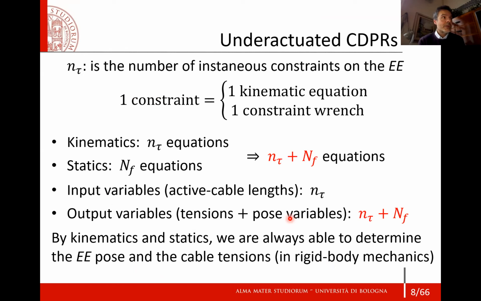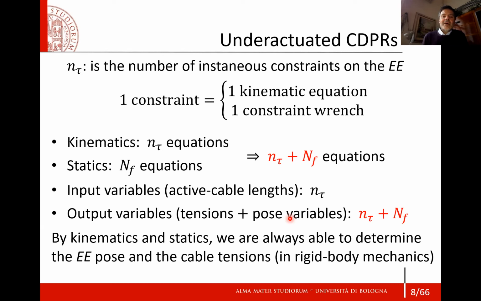How many mechanical equilibrium equations can we write generally in space? 6. So the overall number of equations that we have will always be, at least in rigid body mechanics, which is what I'm focused on today, N-tow plus the number of freedoms. Let's say N-tow plus 6. How many input variables do we have? Clearly, one for each active cable, overall number N-tow. And how many output variables do we have? Well, tensions in the cables, which will always be unknowns, and the pose variables, 6.